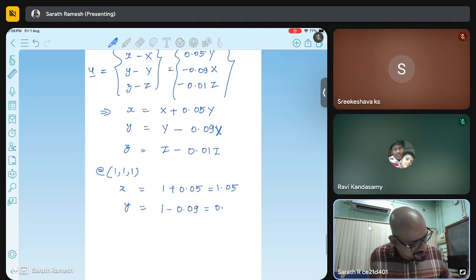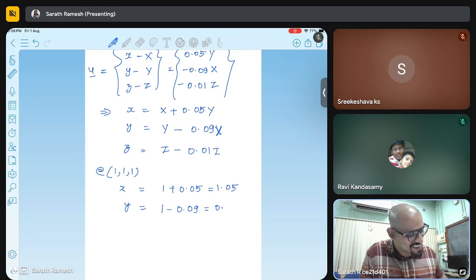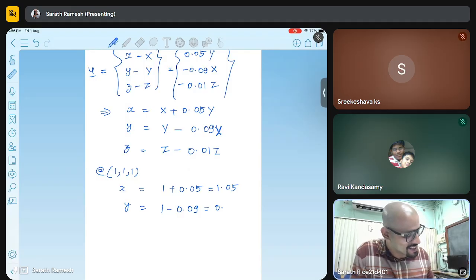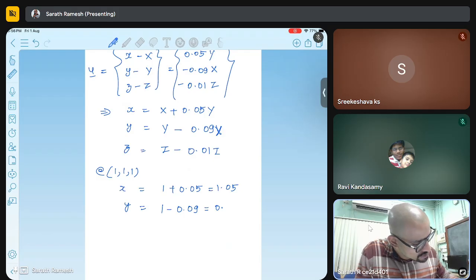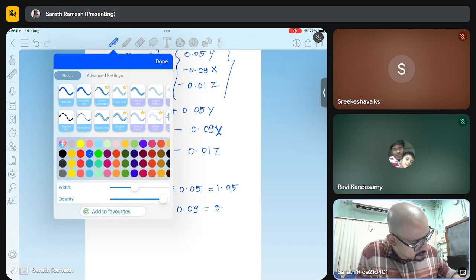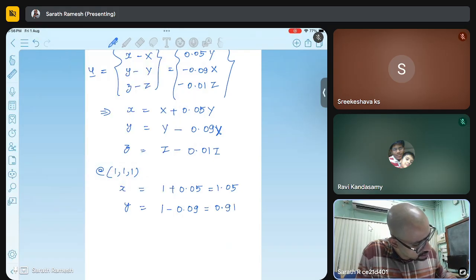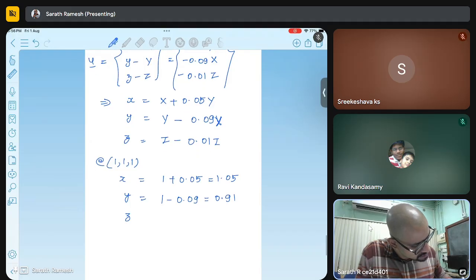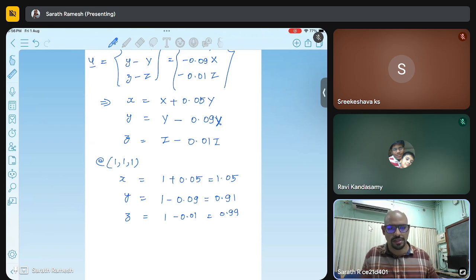Fine. Since it's 1, 1, 1, finally y is 0.91, and small z is equal to 1 minus 0.01, which is 0.99. Fine. That's it.